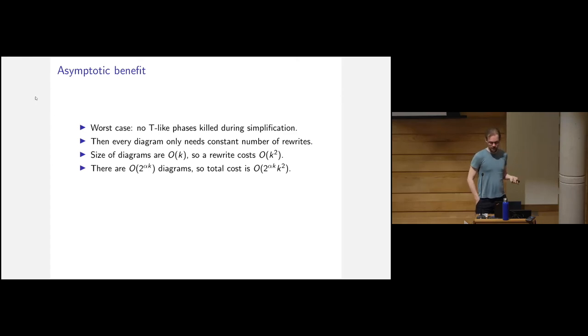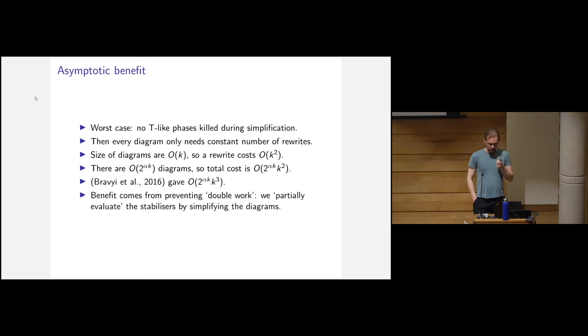We have 2 to the alpha k diagrams, so the total cost is 2 to the alpha k times k squared. The previous analysis gave 2 to the alpha k times k cubed. The reason is that they don't do this intermediate optimization, so they have to do many stabilizer tableau simplifications, which have a k cubed scaling, because k is sort of the number of qubits. The benefit comes from evaluating early: after every decomposition, we simplify the diagram as much as possible, preventing double work, which gives us this better scaling.